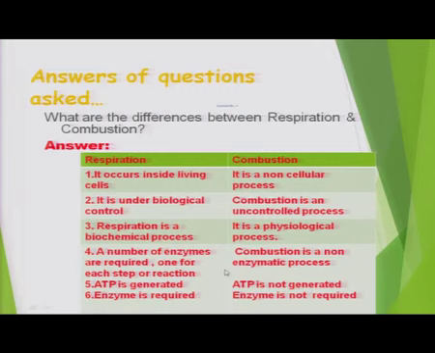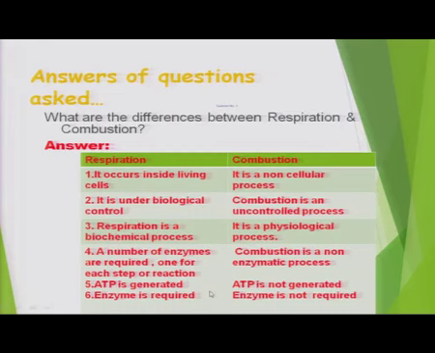Fourth point is a number of enzymes is required, one for each step of the reaction. There are various types of reactions that take place in respiration, like glycolysis, Krebs cycle, electron transport chain, oxidative phosphorylation. All these reactions require various types of enzymes in each step. In case of combustion, there is no use of enzyme, so it is a non-enzymatic process.